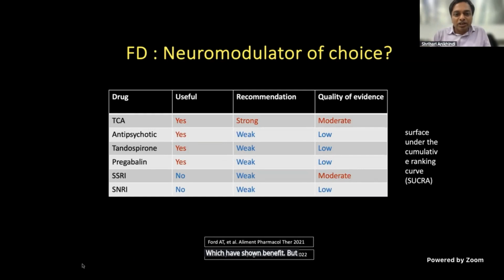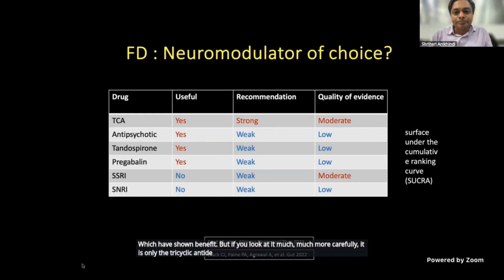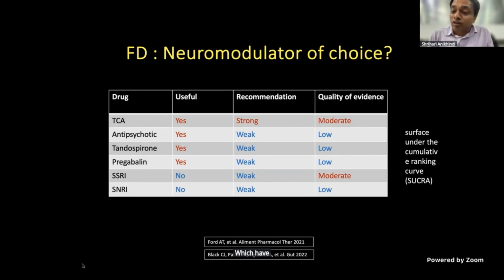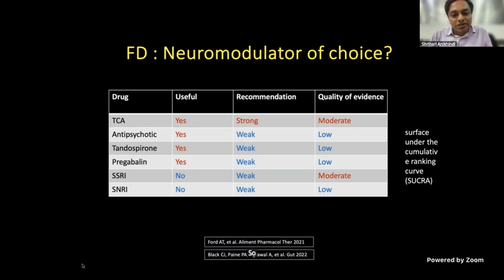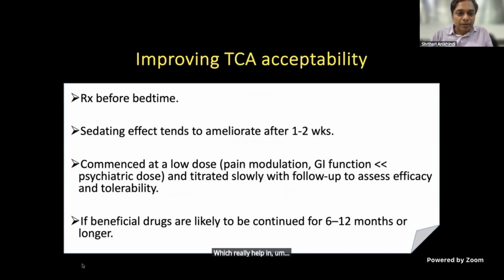But if you look at it much more carefully, it is only the tricyclic antidepressants which have a moderate quality of evidence and strong recommendation. The antipsychotics still don't have a strong recommendation. They still have weak recommendation or a low quality of evidence. So among all available agents, I think as of now, only the tricyclic antidepressants are the ones which really help in refractory dyspepsia. So the question is, how do we improve acceptability?